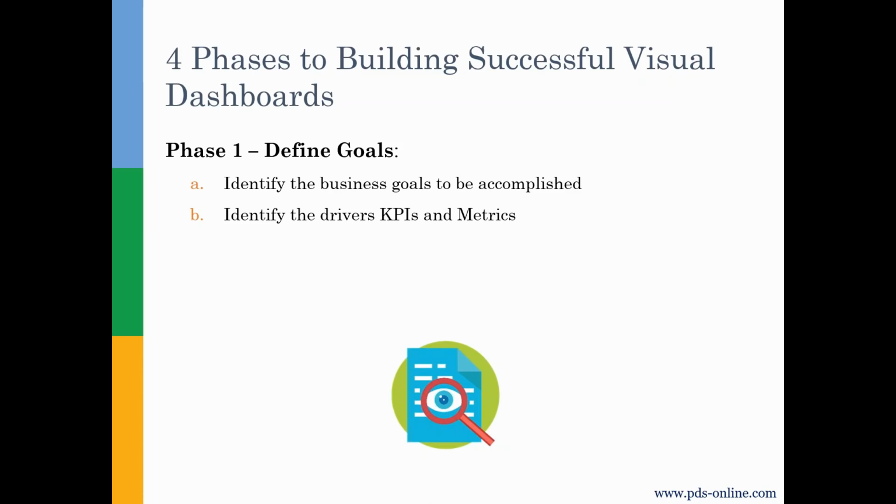So it's sort of a 2-part phase, the first part being identifying the business goals to be accomplished. So what challenge are you trying to address? What business need do you want to improve? Do you want to improve your patient satisfaction? Do you want to improve your physician productivity? And then the second portion of this phase is now you need to break that goal down and really understand what are the key drivers in order to meet that challenge. What are the KPIs and what are the metrics that are going to be able to support and help drive change for that particular challenge?